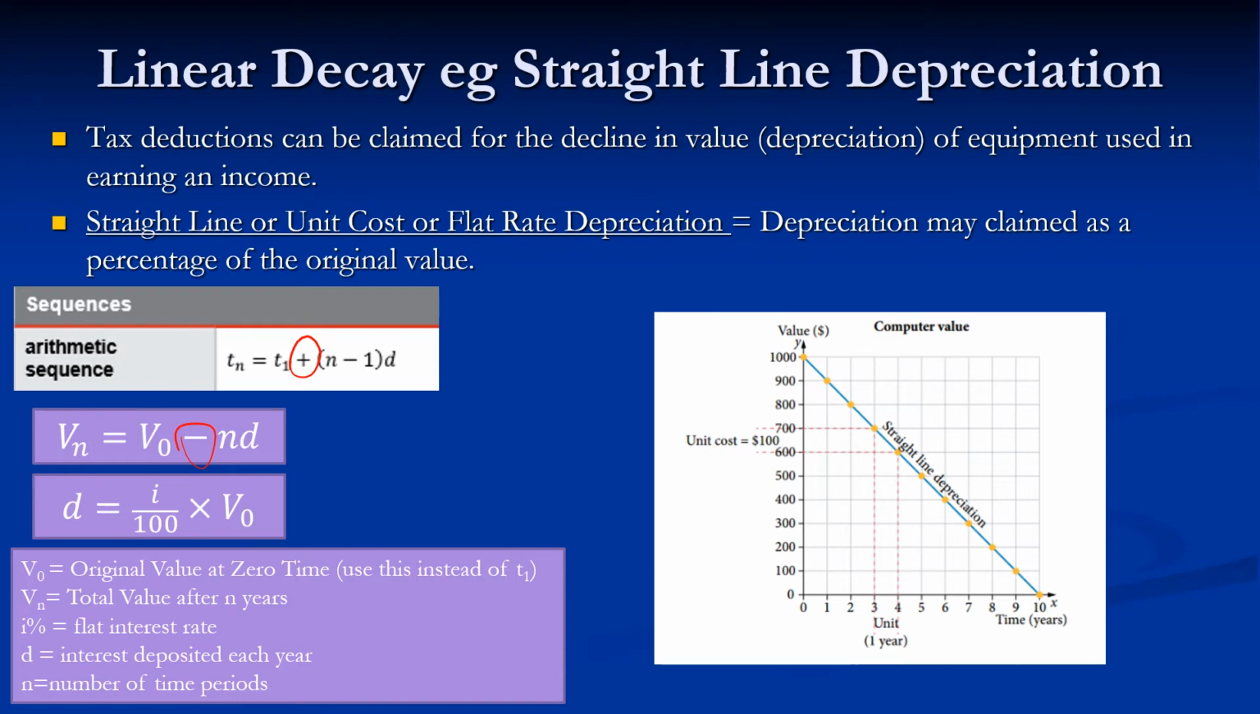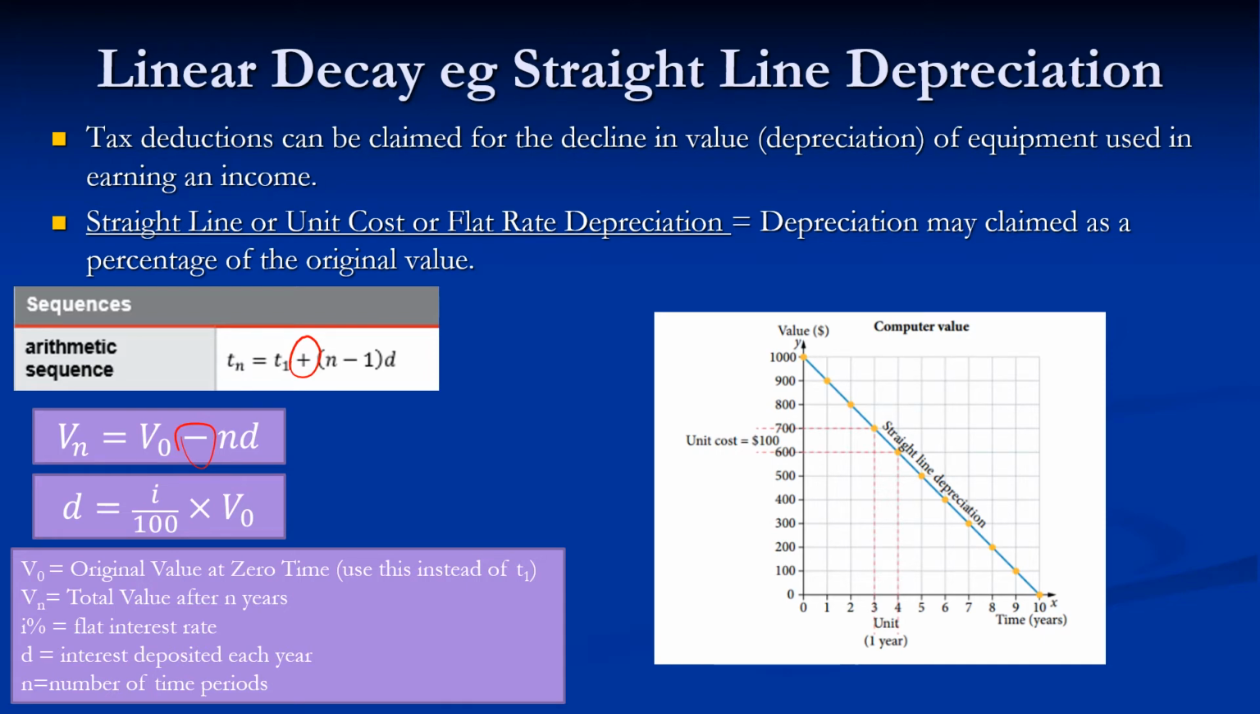Now, the important thing to note is tax deductions can be claimed for a decline in value. That decline in value is called depreciation. It can be claimed for equipment used in earning an income. So it's very important in business and your own personal life. If you're earning an income, you want to reduce the amount you get taxed by. And so you use depreciation and claim that as a tax deduction.